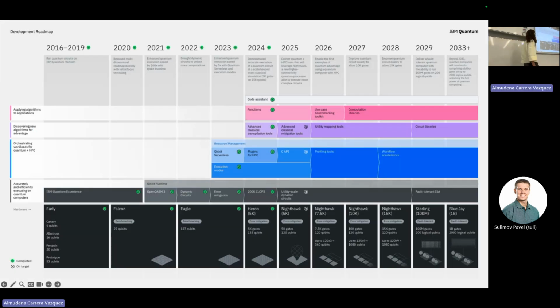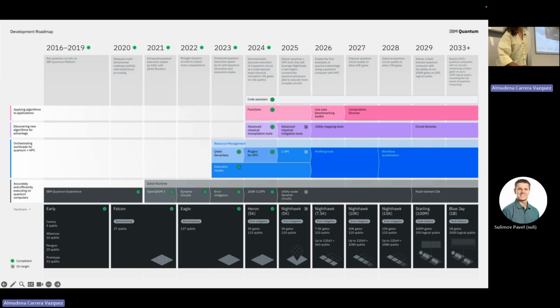Now, for the second part that I left out and that is being hidden behind this, from here on, it's when there will be error-corrected chips. So this one will be the first one. It's called Starling, and it will have 200 logical qubits. The one that's hidden behind here is called Blue Jay, with 2000 logical qubits.